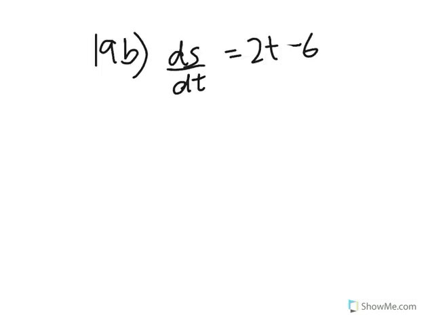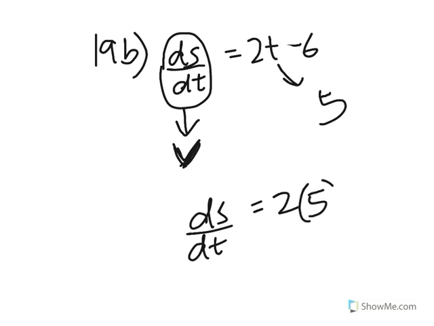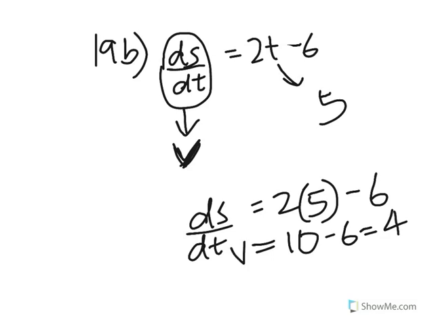Okay, so now something you need to know. When you differentiate displacement with respect to time, which we've done here, ds over dt, it gives you the velocity. So that means in question 19b, they're asking you to find the velocity of the particle when t is equal to 5. So all you got to do is substitute t with 5, and you'll get an answer for velocity over here. So ds over dt is equal to 2 times 5 minus 6, which is equal to 10 minus 6, which is equal to 4. So velocity is equal to 4.